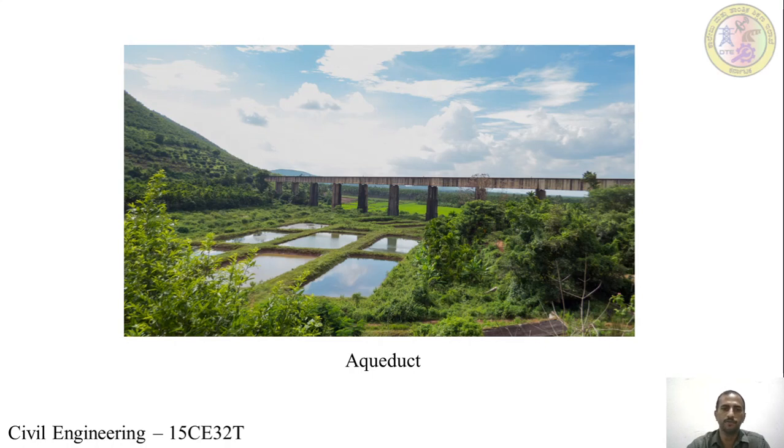Aqueducts are of rectangular, trapezoidal or semicircular shape. Usually they are of rectangular shape. Aqueducts are designed to run only 3/4 of their capacity. They are never allowed to run fully.